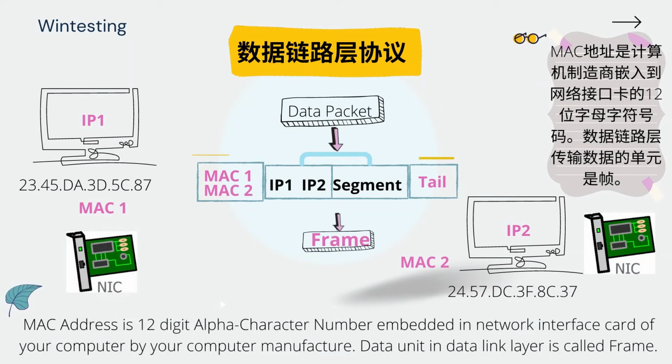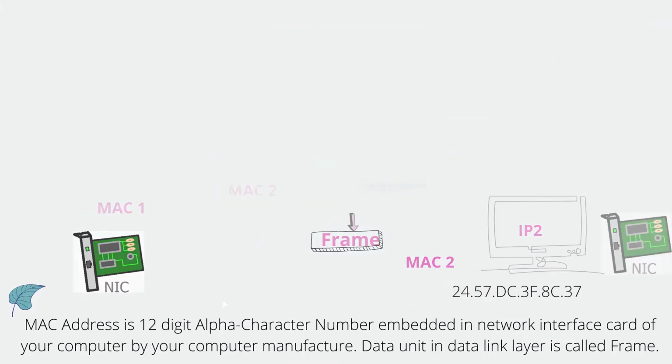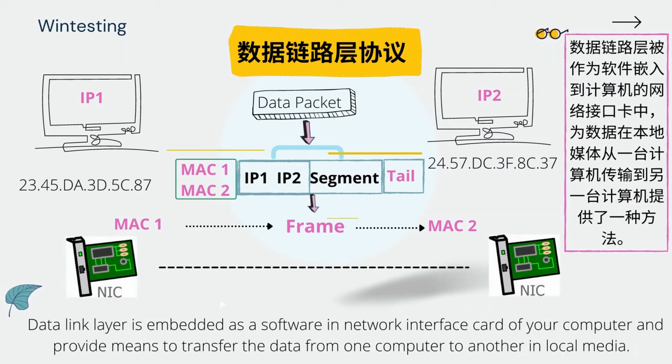MAC address is a 12-digit alphanumeric number embedded in the network interface card of your computer by your computer manufacturer. Data unit in data link layer is called frame. Data link layer is embedded as software in the network interface card of your computer and provides means to transfer data from one computer to another in local media.